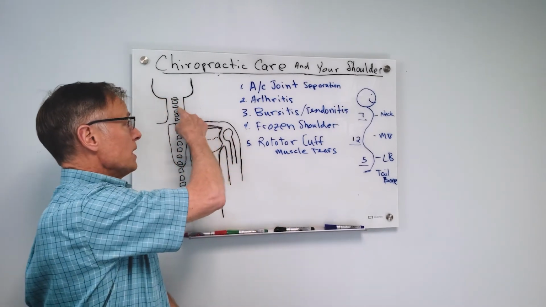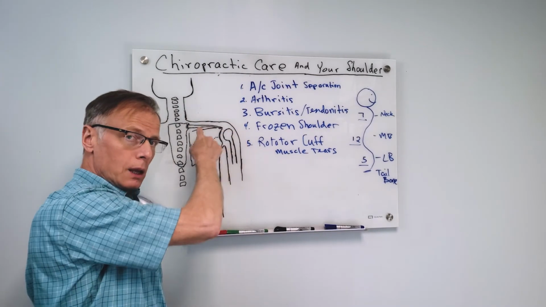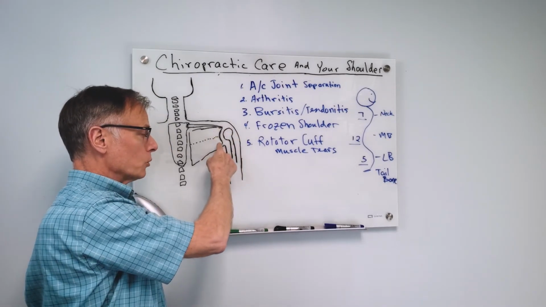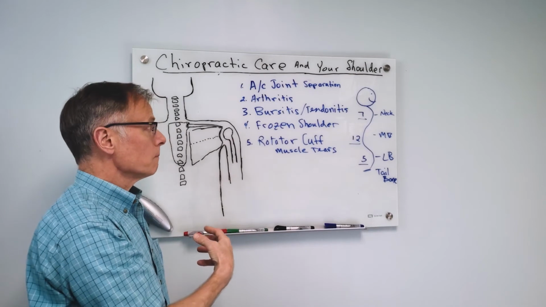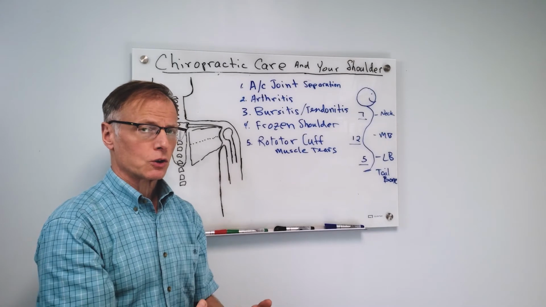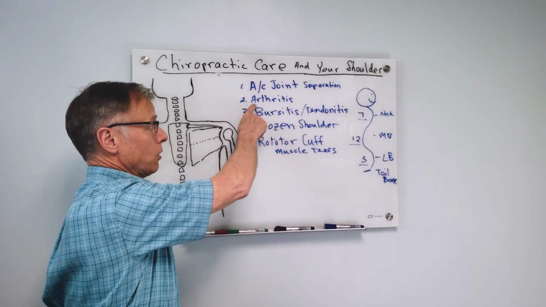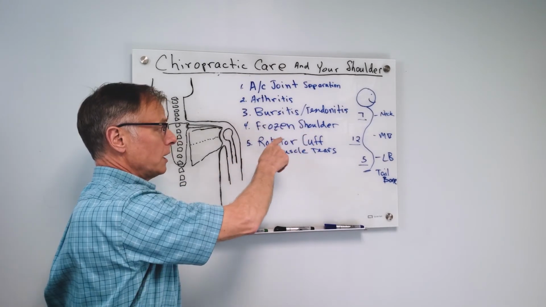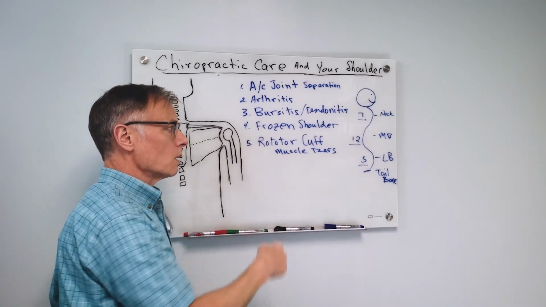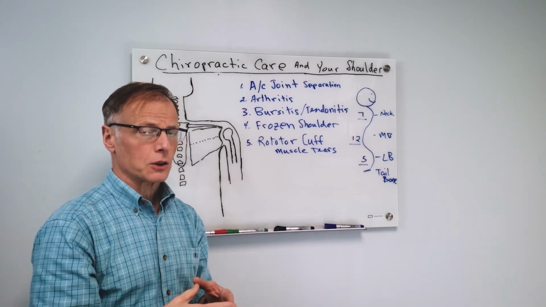So this pinching can cause abnormal nerve supply into the muscles, into the rotator cuff muscles. It can cause abnormal nerve supply into the joints. And as a result of that, it can cause abnormal motion of the shoulder and start to create some of these conditions like arthritis or bursitis or tendonitis, a frozen shoulder. Or it can make a situation where rotator cuff muscle tears can occur much more easily.